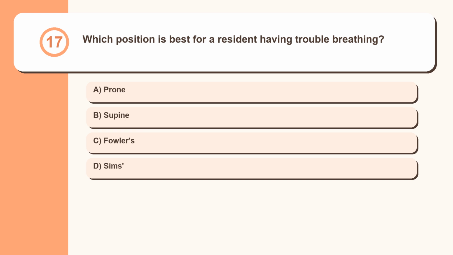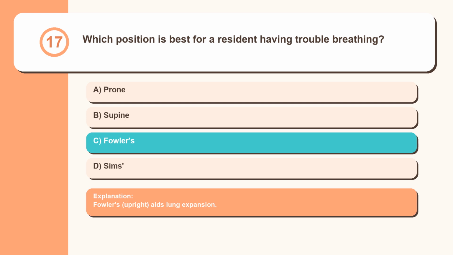Question 17. Which position is best for a resident having trouble breathing? Prone, supine, Fowler's, Sims. Fowler's, upright, aids lung expansion.